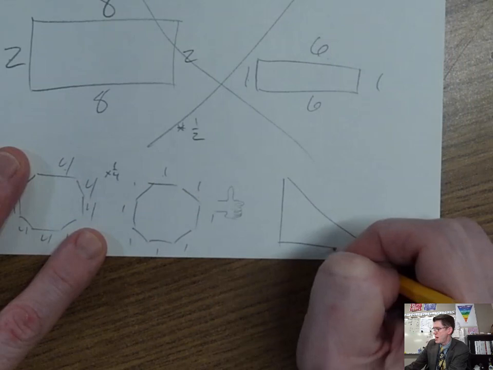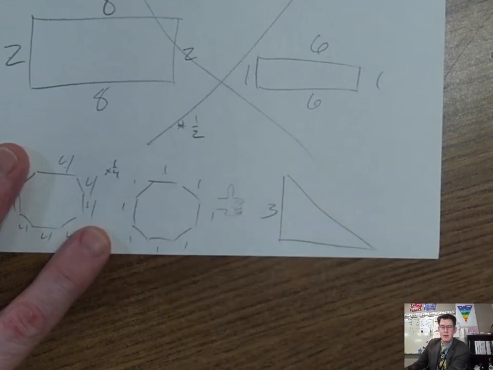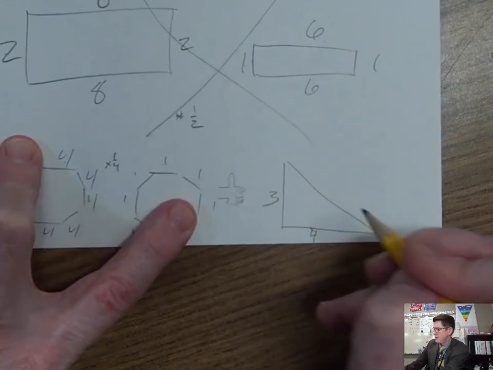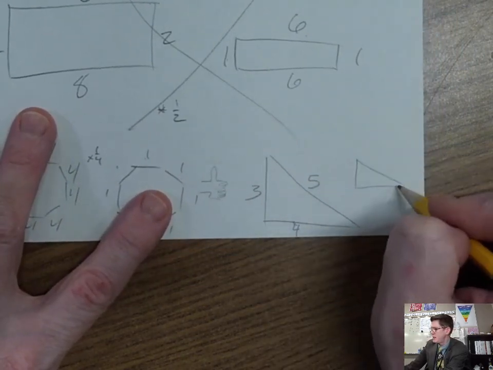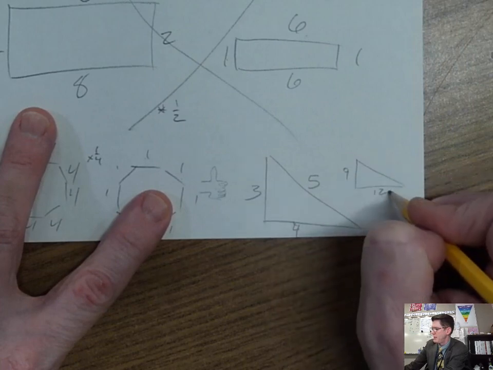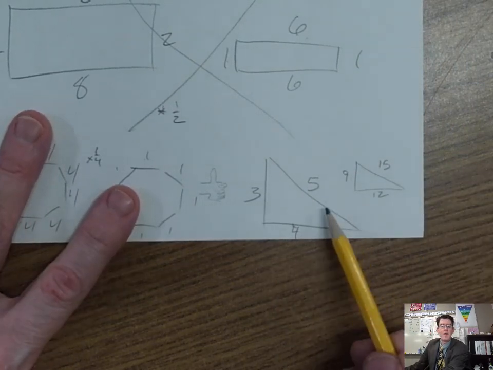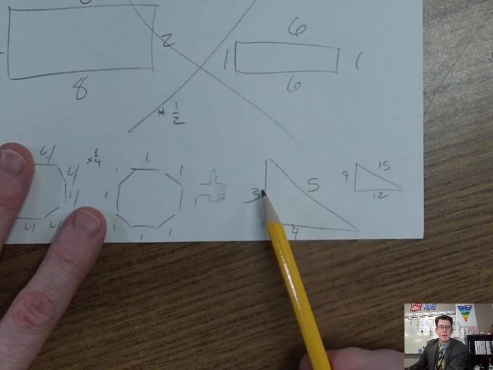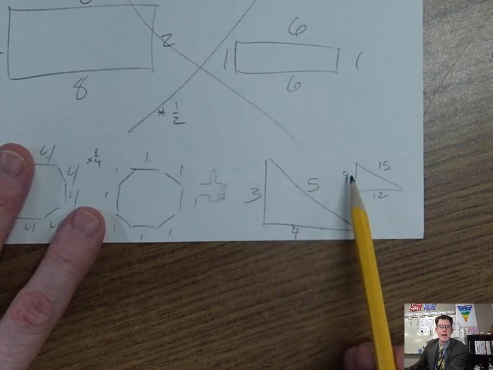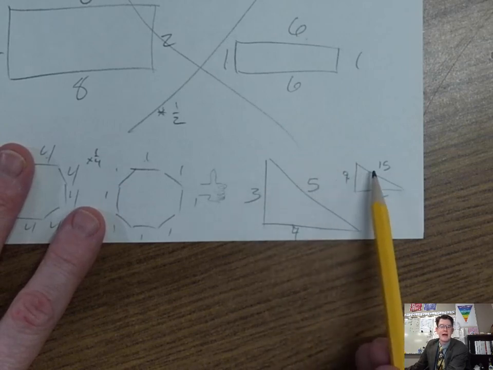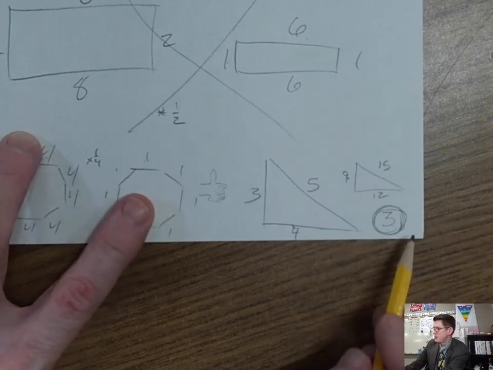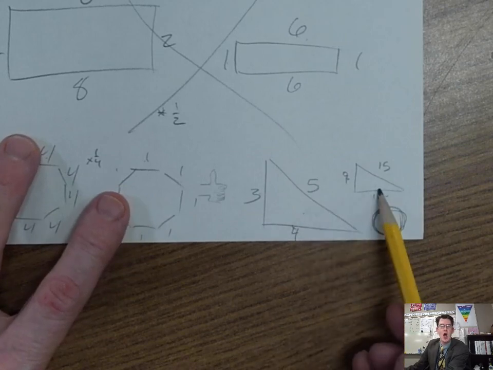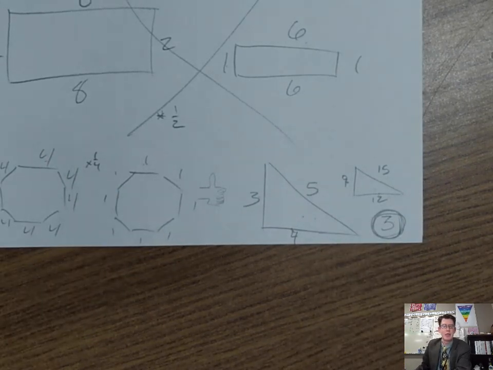If I have a triangle with lengths 3, 4, and 5, and let's say this one right here is 9 and 12 and 15. Are those shapes similar? Well, let's see. 3, I multiplied by 3 to get 9. 5 times 3 and 4 times 3. Yes, they're all multiplied by the same factor, so they are similar shapes. They do have the same scale factor.